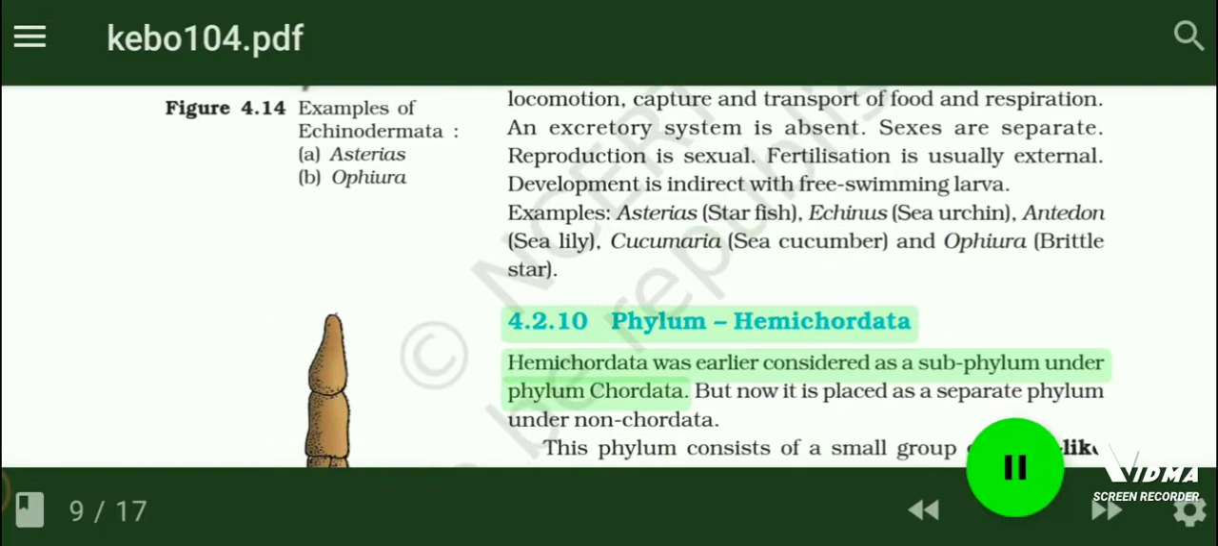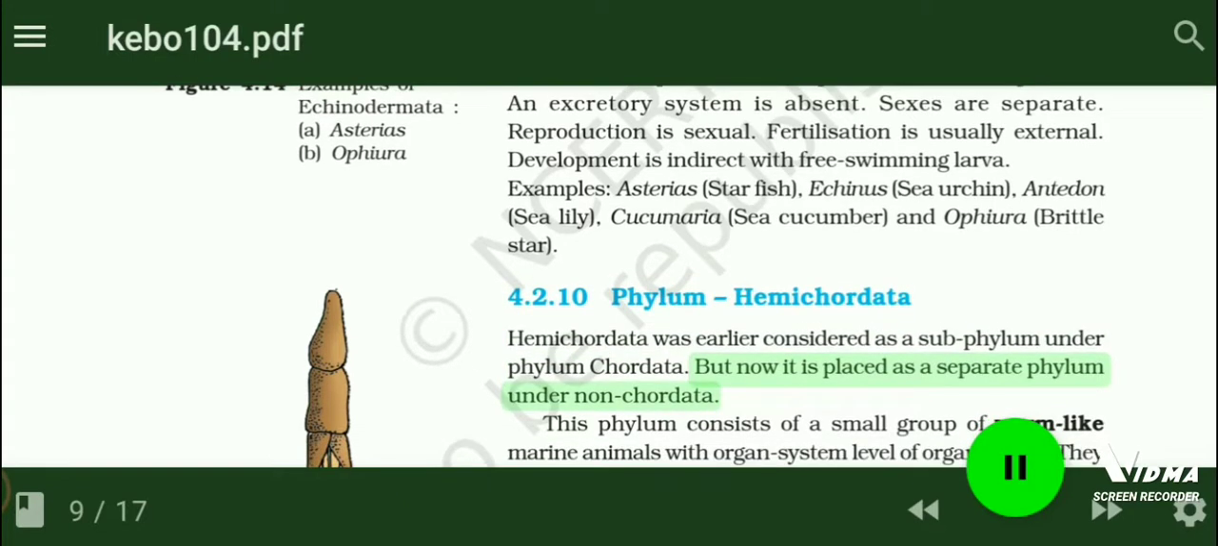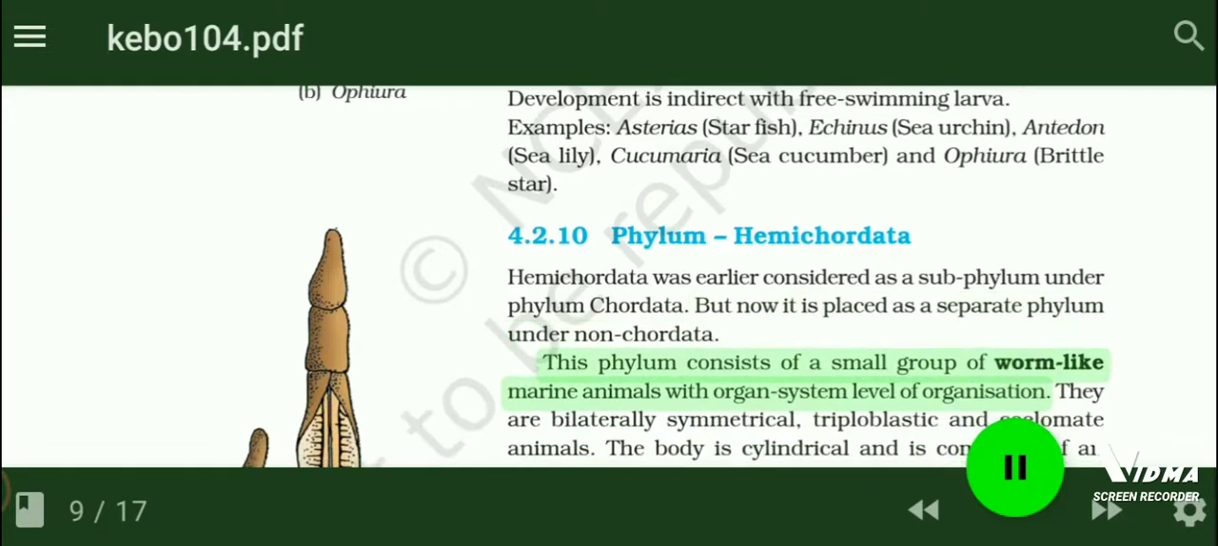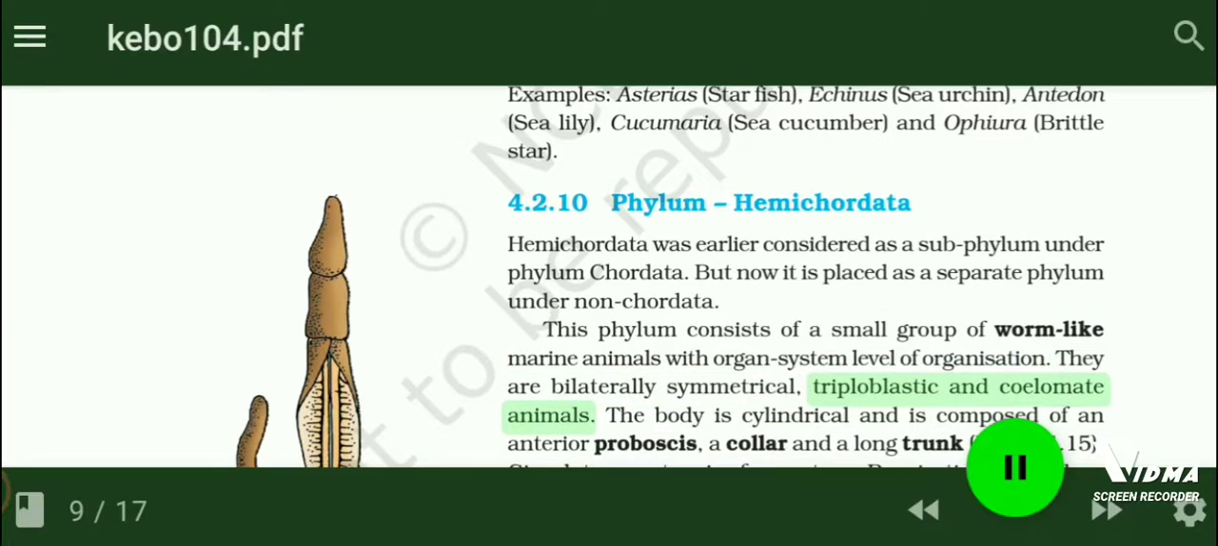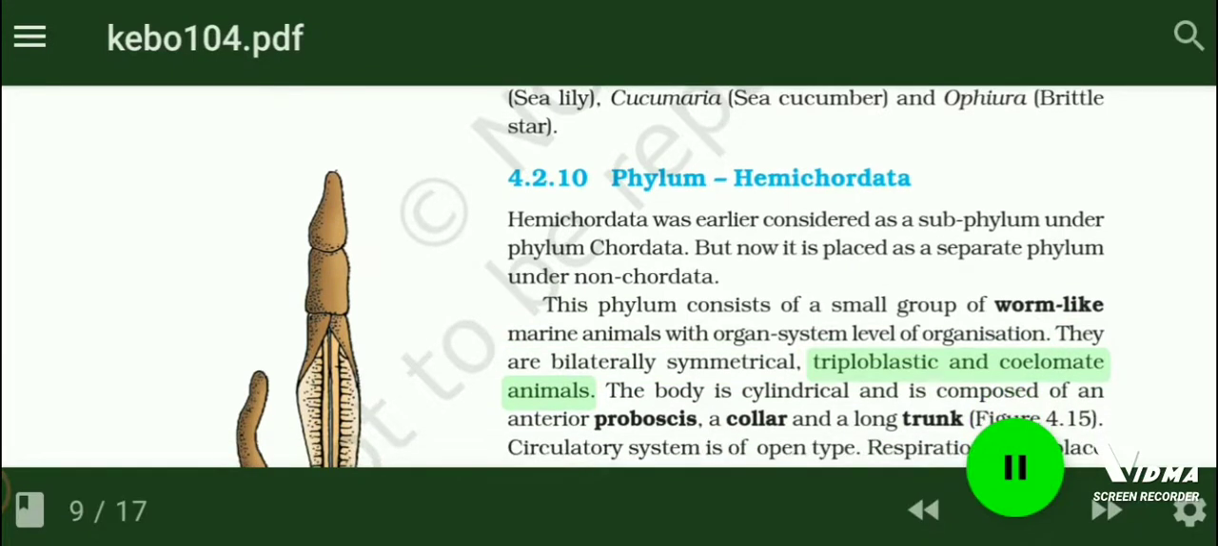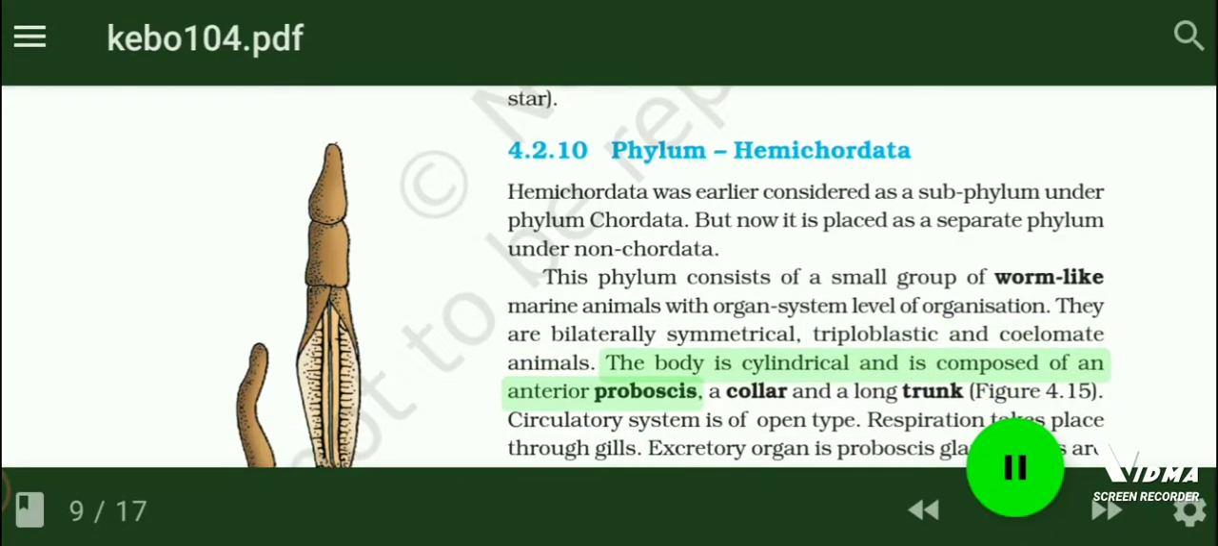4.2.10 Phylum Hemichordata. Hemichordata was earlier considered as a subphylum under phylum Chordata. But now it is placed as a separate phylum under non-chordata. This phylum consists of a small group of worm-like marine animals with organ system level of organization. They are bilaterally symmetrical, triploblastic and coelomate animals. The body is cylindrical and is composed of an anterior proboscis, a collar and a long trunk, Figure 4.15.